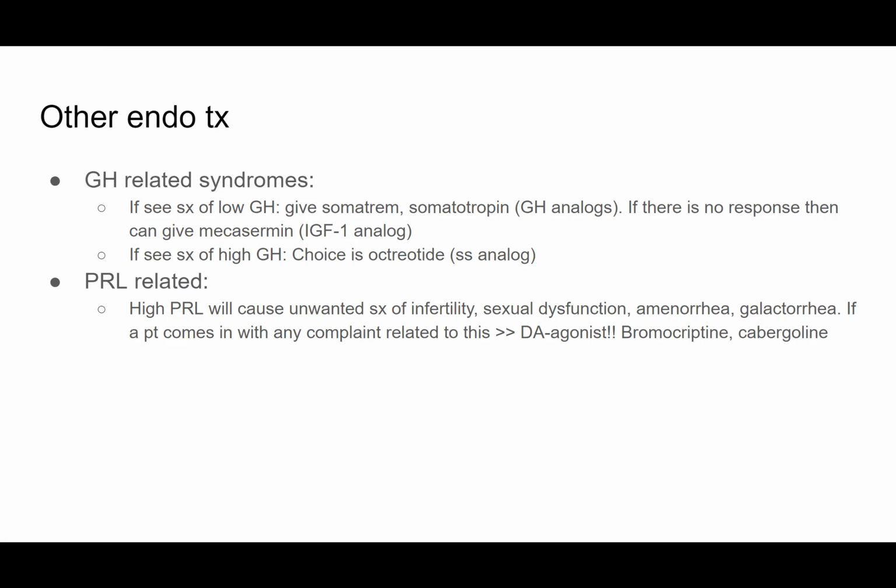And then prolactin related, symptoms of high prolactin are going to be infertility, sexual dysfunction, amenorrhea, galactorrhea, really annoying symptoms. And so if a patient comes in with infertility, low libido, amenorrhea, galactorrhea, you give them a dopamine agonist. So bromocriptine, cabergoline, I don't know how to pronounce it, but that's the treatment there.